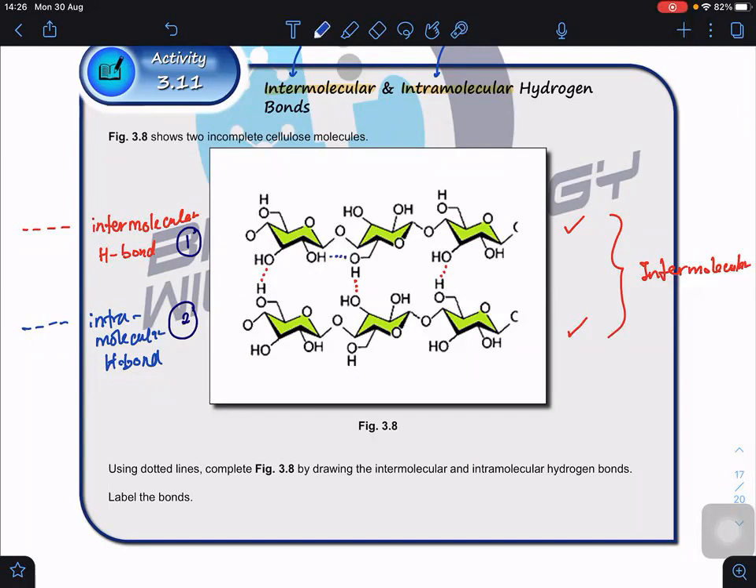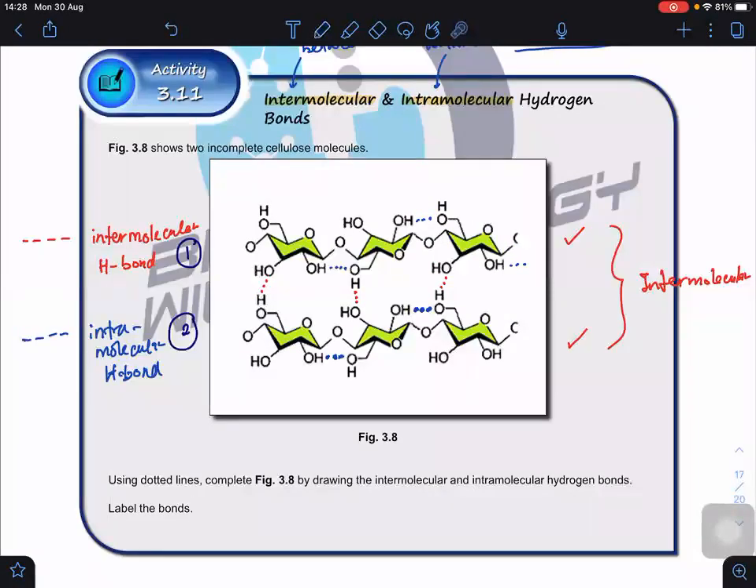intramolecular hydrogen bonds. And then here intramolecular, and then here intramolecular. So that's why I say that they are relatively linear, because OH, OH, OH. Can you see that? O and H, hydrogen bond, hydrogen bond. So one down, one up, one down, one up. So it cancels out the effect. Therefore, the cellulose molecule is relatively linear. Can you see that? Intramolecular hydrogen bonds can be formed.